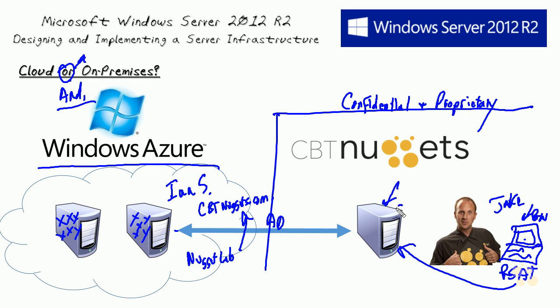But so that's over here at CBT Nuggets, and then everything else is over here. So if you have some confidential proprietary information, healthcare industry, government kinds of things, keep that local and then use your cloud environment, your Windows Azure. That's going to help you when you're designing and implementing your server infrastructure.